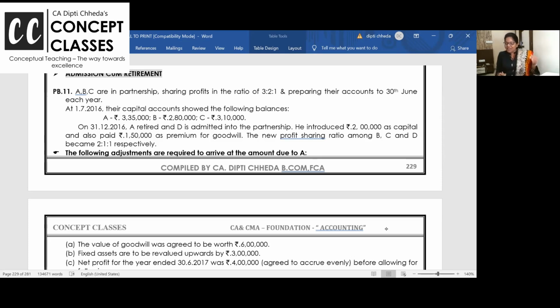Acha. Now this is on the same date. A retired in December, but then their accounts are starting from July. So 6 months profit he will take. A retired and D is admitted. He introduced 2 lakh and he brought premium for goodwill also. D, new profit sharing ratio. See, apply admission rules separately and retirement rules separately as taught.